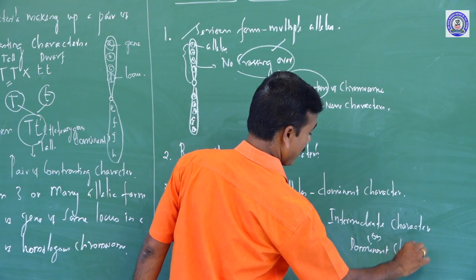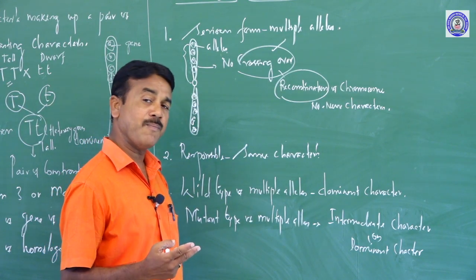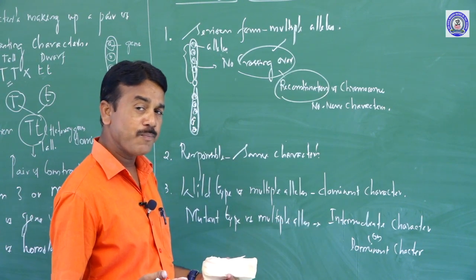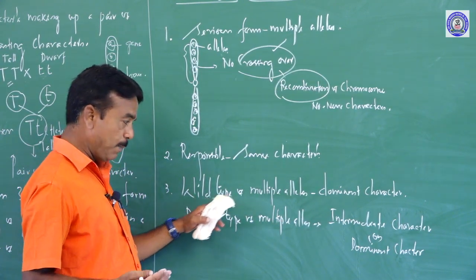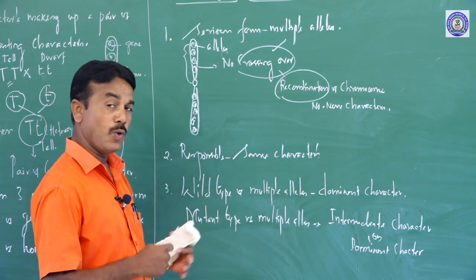So these exhibit both characteristic features. What are both the characters? It may exhibit the dominant character as well as the intermediate character. Which one? Wild type of multiple alleles may exhibit only a dominant character alone.